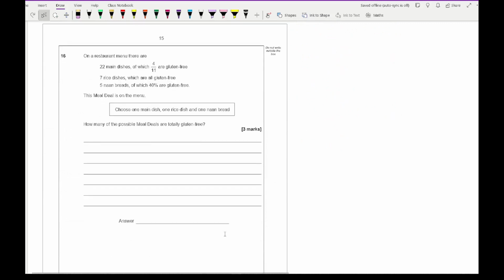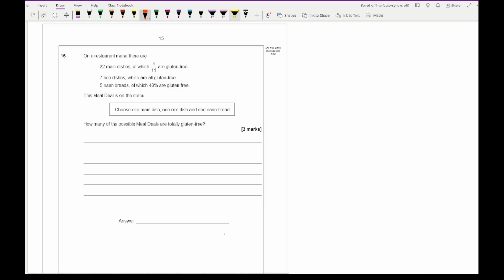Moving on to question 16, it says, on a restaurant menu there are 22 main dishes, of which 4 out of 11 are gluten-free, 7 are rice dishes which are all gluten-free, and 5 naan breads which are 40% gluten-free. This meal deal is on the menu, so choose one main dish, one rice dish and one naan bread. How many possible meal deals are totally gluten-free?